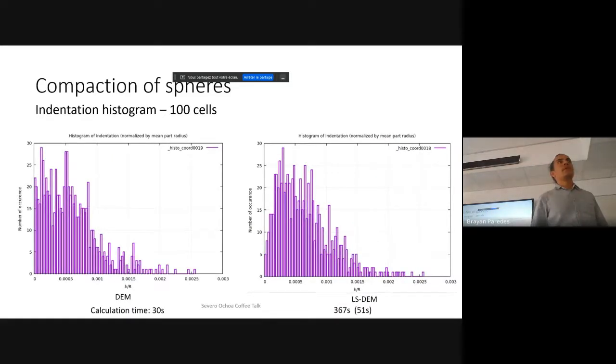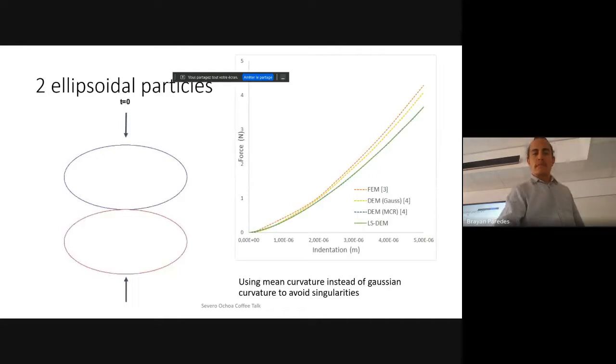What do you mean by cells? Ah, it's the number of elements in each direction in each particle. So when I say 100 cells, it means that each particle has 100 cube nodes, no? Yeah, a local grid. This is a local grid, of each particle, yes.